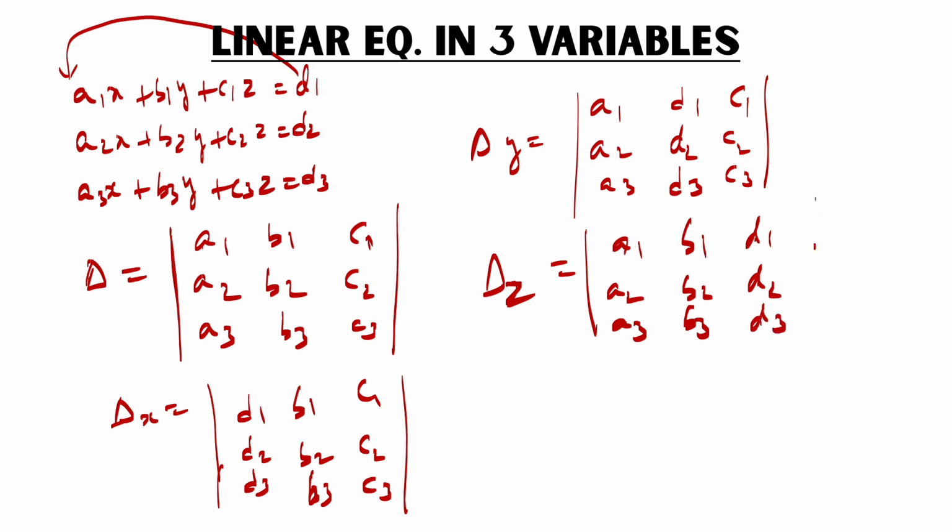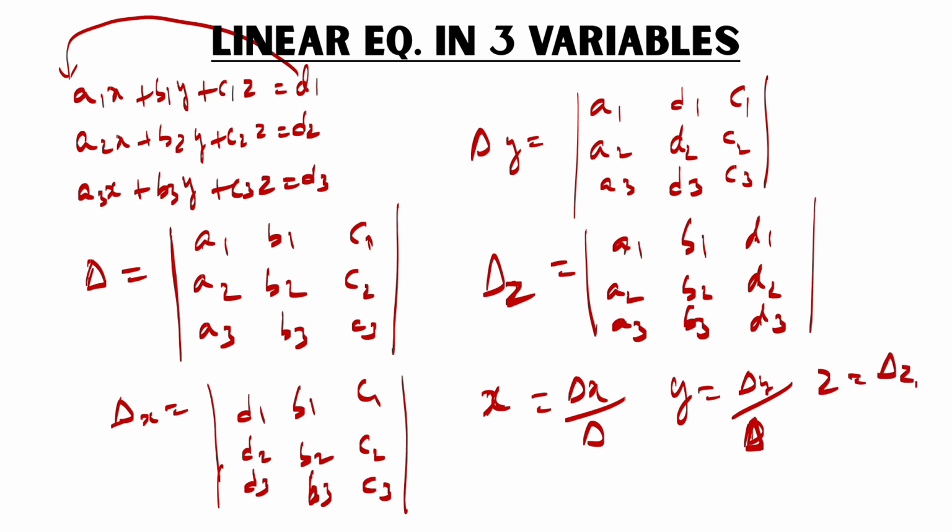Okay. So in the same way, how can we calculate x? x is equal to det of x by det. Det is the determinant. So y is equal to det of y by det, and z is equal to det of z by det. Again, we have three cases, like the case with the linear equations in two variables.